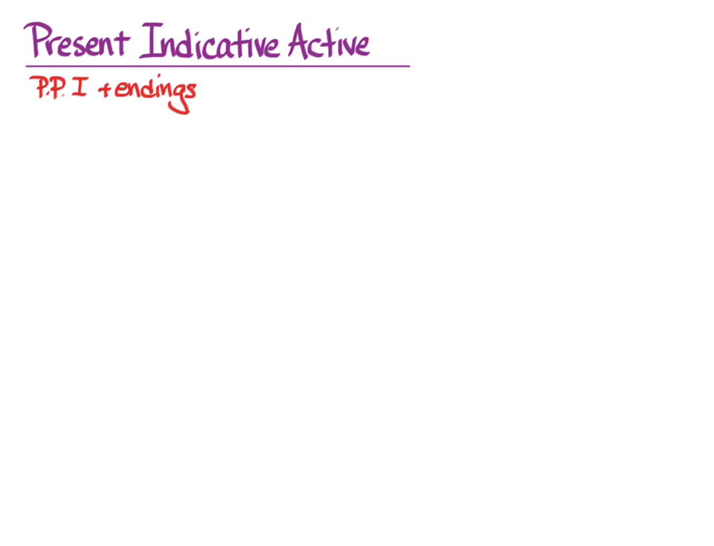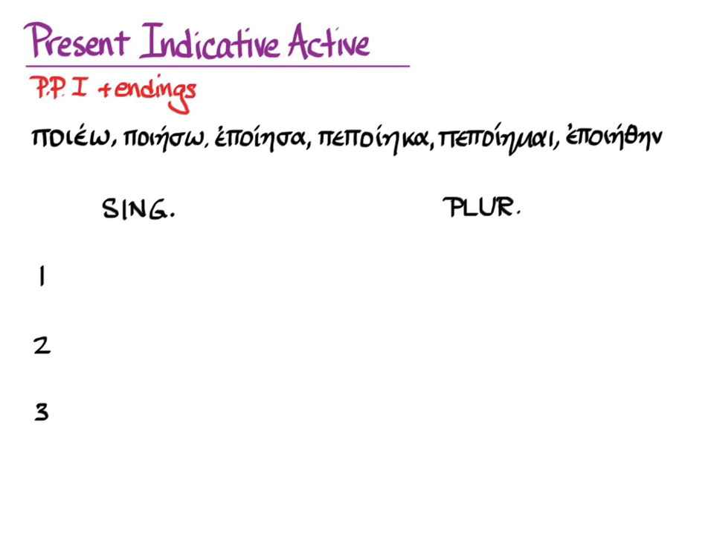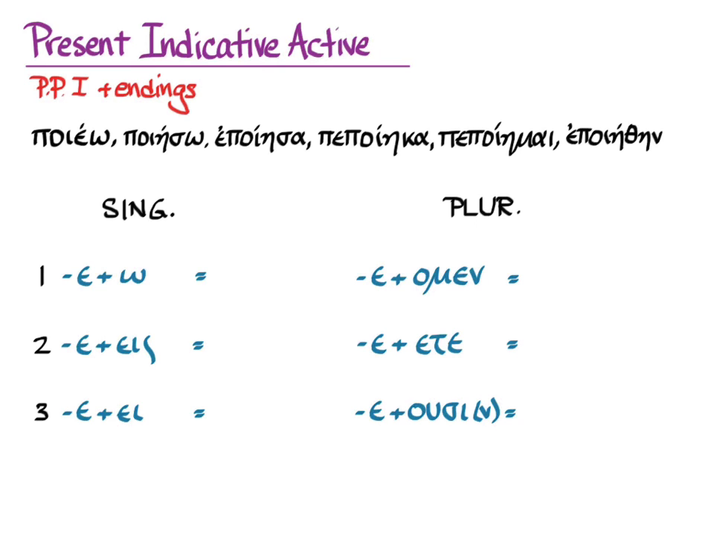Let's start with the present indicative active. We'll need the first principal part and endings. So here's a place to put them, and here's the verb that we're going to be using. What happens with an epsilon-contract verb is that that epsilon is going to get combined with the endings that you already know. So here we can see all the epsilons, and you already know the present indicative active endings: o, eis, ei, omen, ete, ousi.